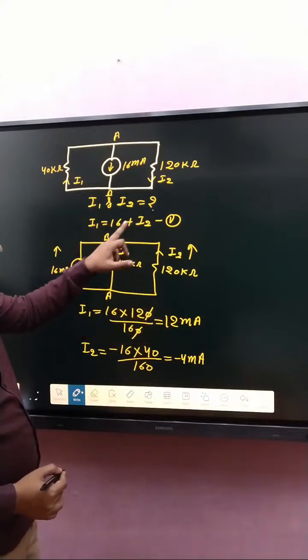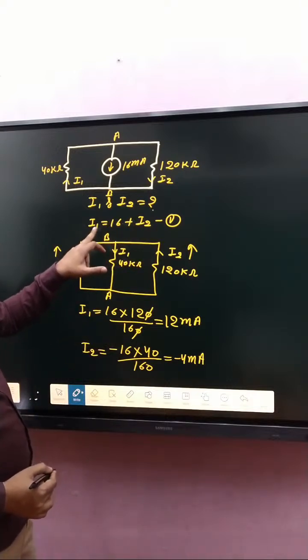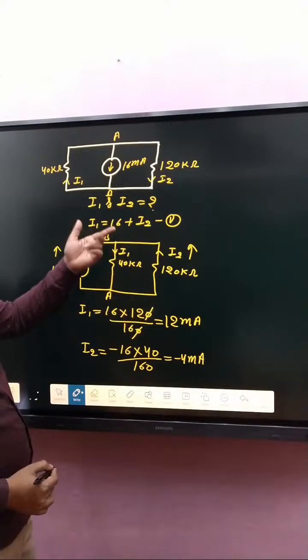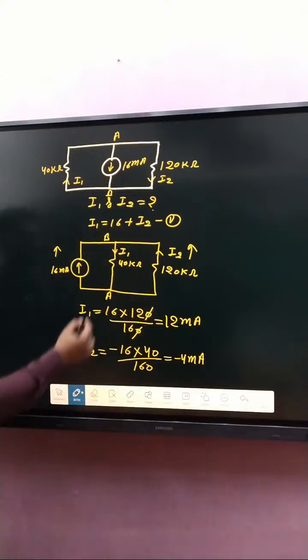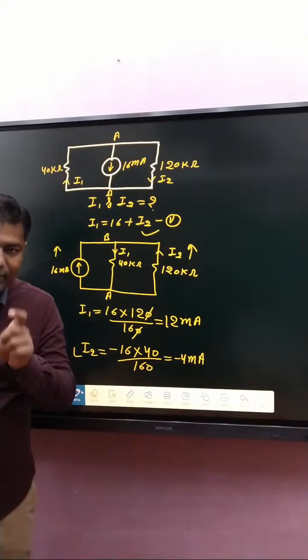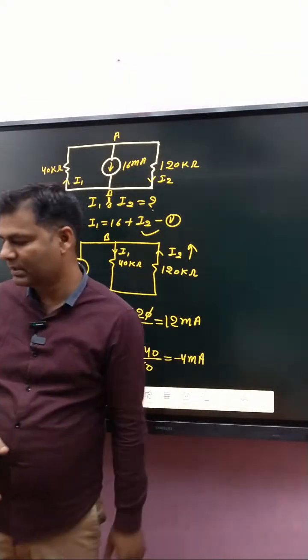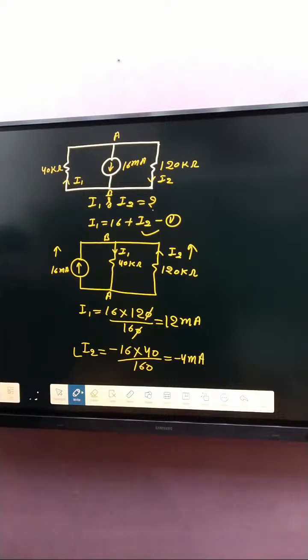If I put it here, I1 is how much? 12. Then I2 is how much? 12 minus 16, that is minus 4 milliampere. So you can find I2 with the help of that equation, or with the help of the current division rule. First of all, make it, and if you face any problem corresponding to that one, tell me in the comment. I will explain again. Otherwise, if you feel okay, that's no problem.